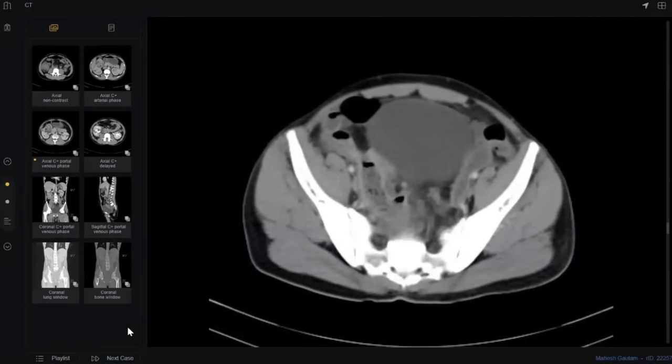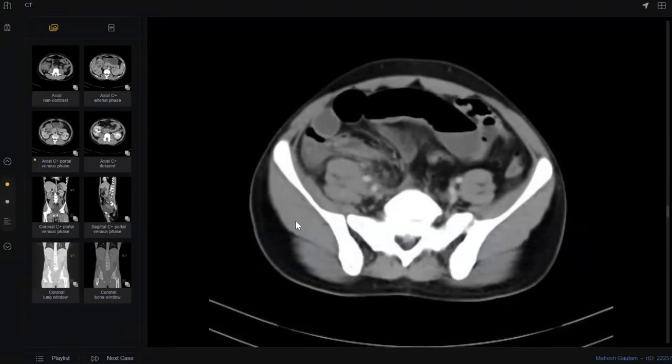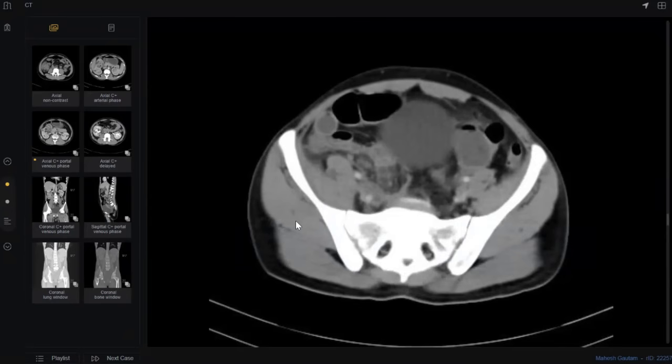So I'm just trying to trace that. I think it is inside some bowel loop only. Okay. However, I can see that there is some fat stranding noted as well in the peritoneum.